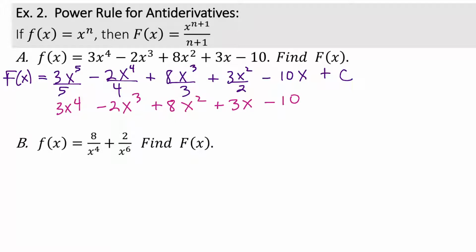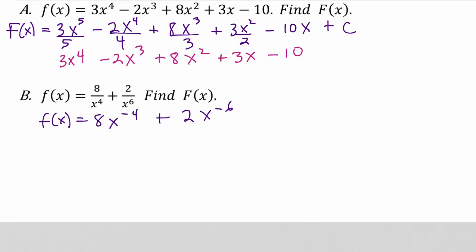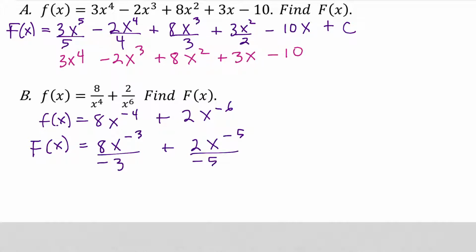Right, now let's look at the next one. First, we're going to write f of x as 8x to the negative 4, and this one 2x to the negative 6. So now we'll apply the power rule for antiderivatives to find the antiderivative big F of x. We raise the power up by 1, so that makes it negative 3, and divide by negative 3. Raise the power up by 1, that makes it negative 5, divide by negative 5.